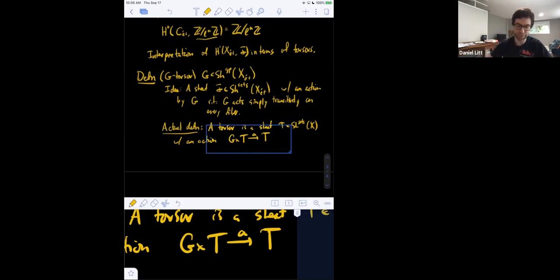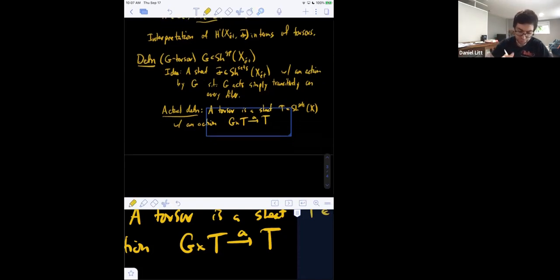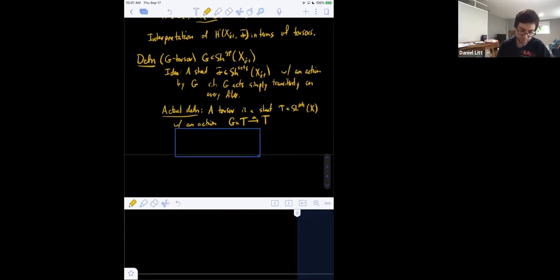Another way of saying it is that when you evaluate this natural transformation on any object U of X étale, it gives you an honest action of G of U on T of U. But maybe I won't write out the diagram unless someone requests it. Okay, I'm getting some thumbs up. So it's an action like this, which means when you plug in an object of X étale, you get an honest action. And then the following condition has to be satisfied.